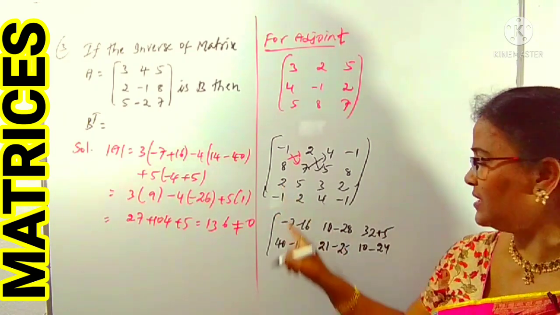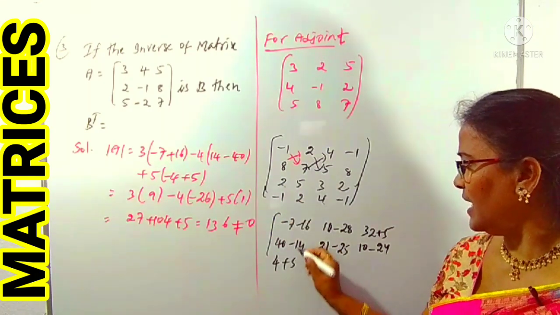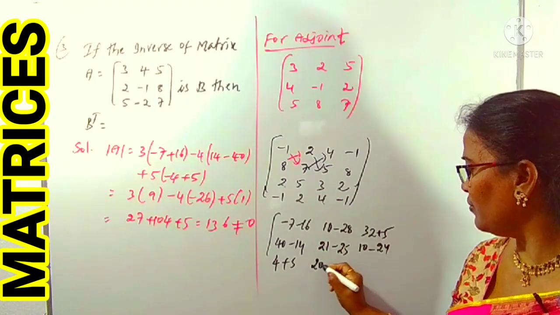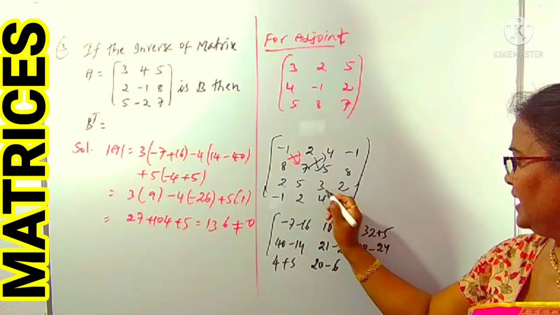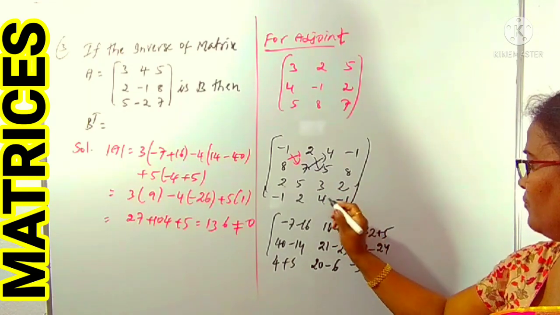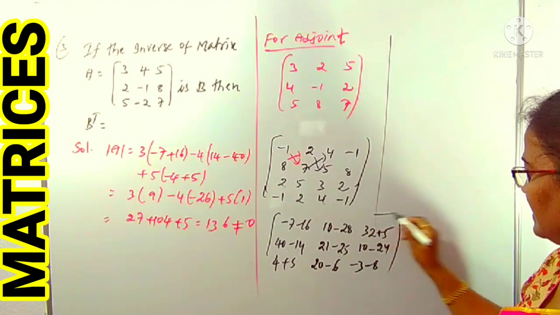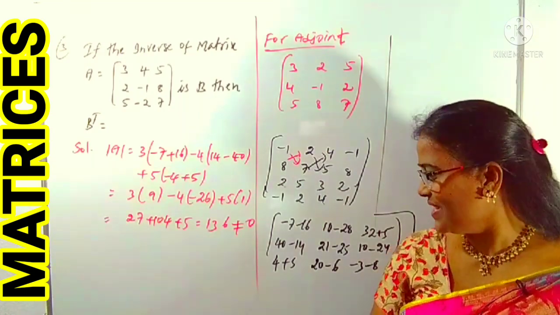Next, the last one: 2 into 2, 4; 4 plus 5. Already here minus 5, or minus plus 5. Then 5 into 4 is 20, with minus 2 into 3 is 6. Next, the last element: 3 into minus 1, minus 3; 4 into 2, 8, with minus. So by simplifying this, you can get the matrix, that is only our adjoint matrix. It's so easy, you know.